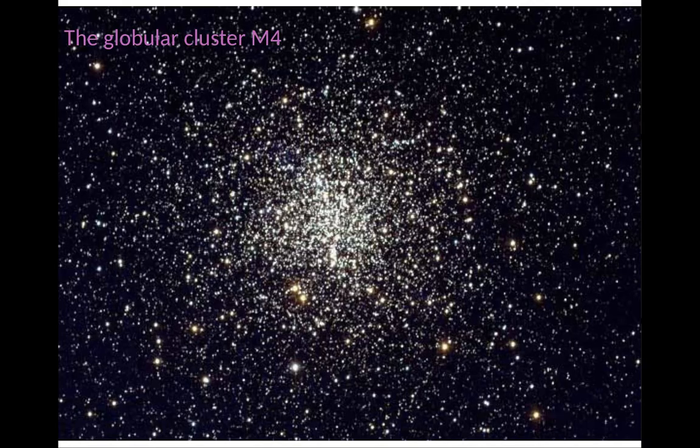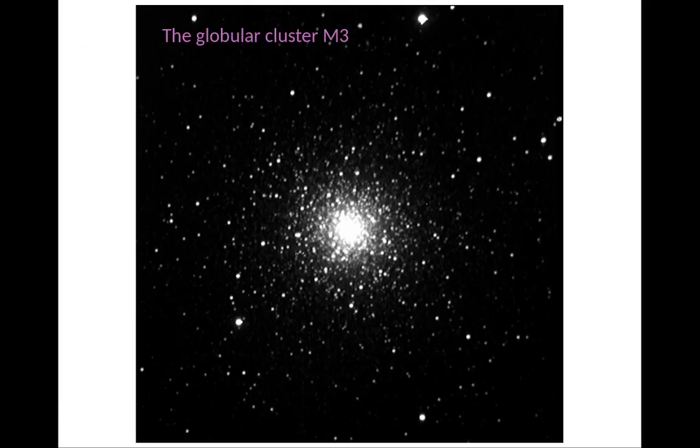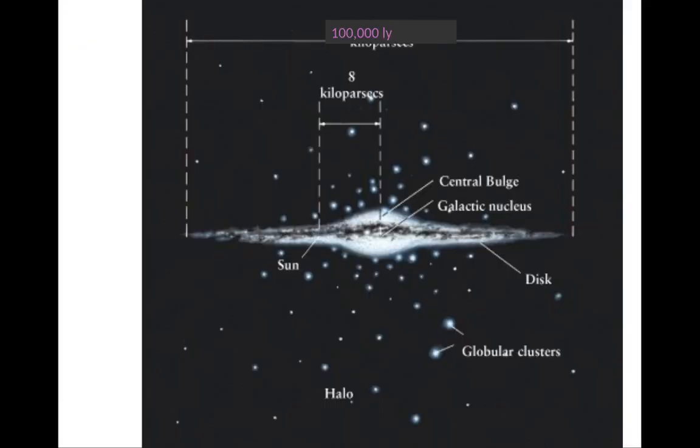All right, so there's a globular cluster. Globular clusters tend to be a dense collection of older stars. This is globular cluster M4, globular cluster M3. This would be pretty dense. Here's a globular cluster. You can see they're way out there in the halo of the Milky Way. So that basically tells us the extent of our galaxy.